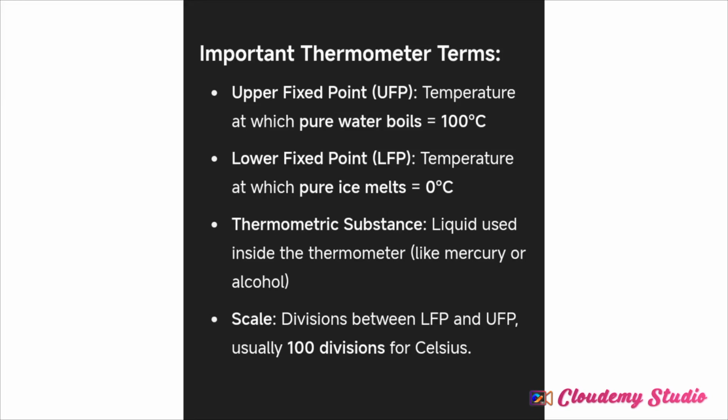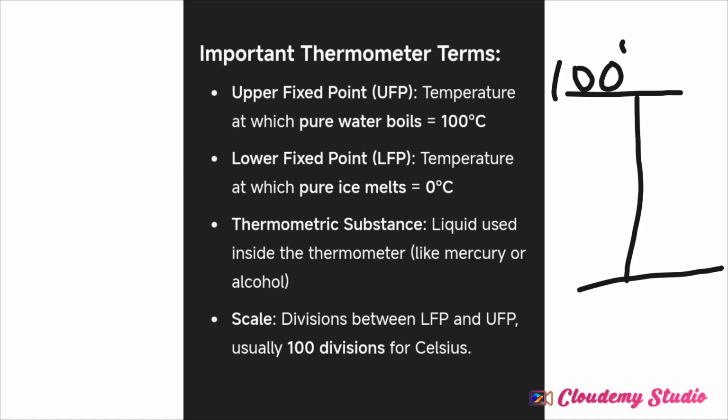So we look at important thermometer terms. We talk about the upper fixed point. This is what they mean by upper fixed point, for let's say the Celsius scale: the temperature at which pure water boils. Please notice pure water, because once the water is not pure, the boiling point will definitely be affected. And they said the lower fixed point, which is 0 degrees Celsius, at which pure ice melts.